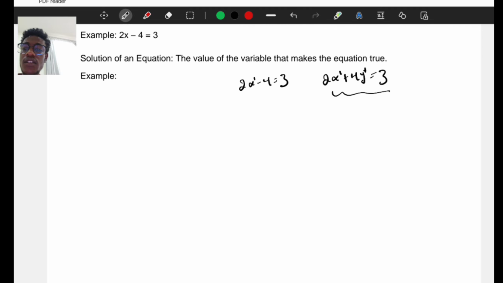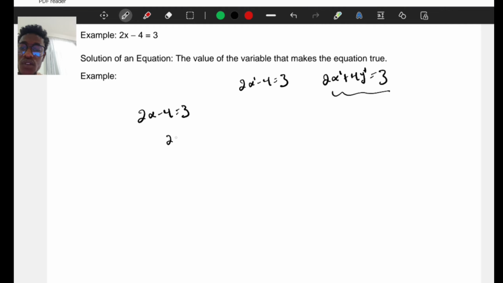Okay. The other one is the solution of an equation. The solution of an equation is the value of the variable that makes the equation true. For example, when I say 2x minus 4 is equal to 3, and you ask me what the solution of this equation is, you are asking what value of x, when replaced in the place of x, can make this statement true. So a solution is a value that makes the statement true.